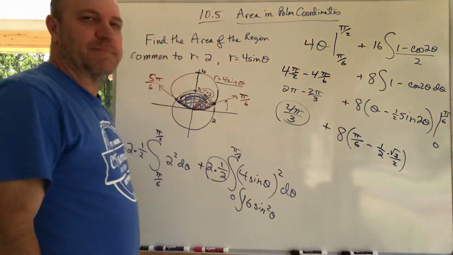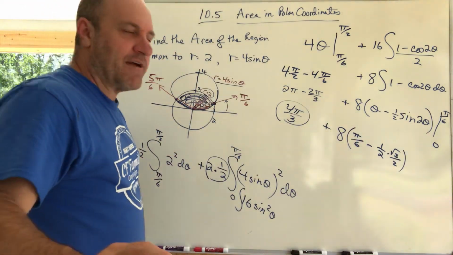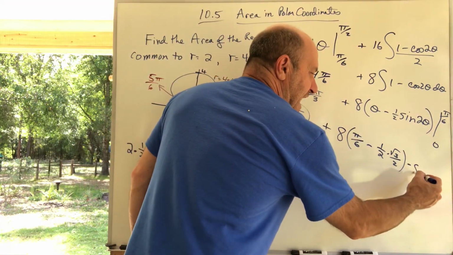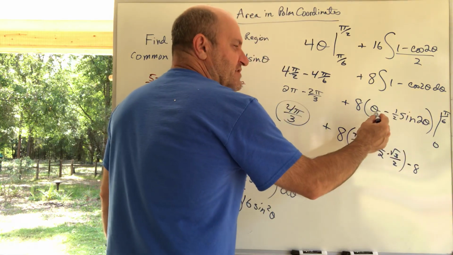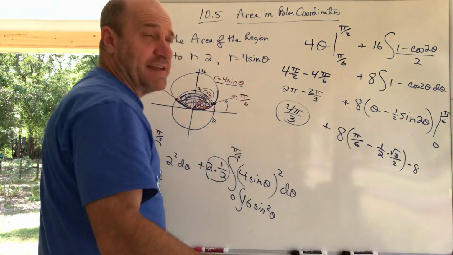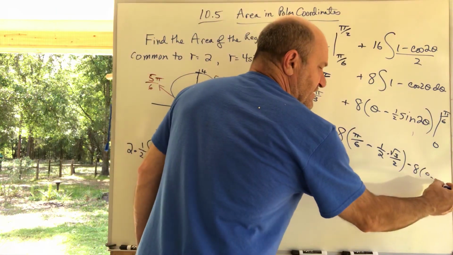That's awesome. Wait a minute. That was me plugging in the pi over 6, minus the 8. Now I'm plugging in the 0. There's a 0. What's the sine of 0? Sine of 0 is 0. Good. There's a bunch of zeros.